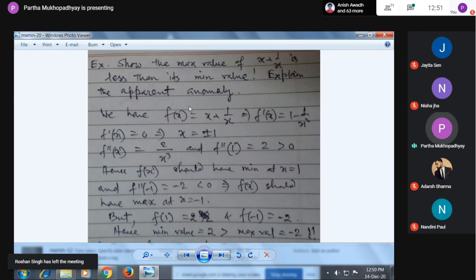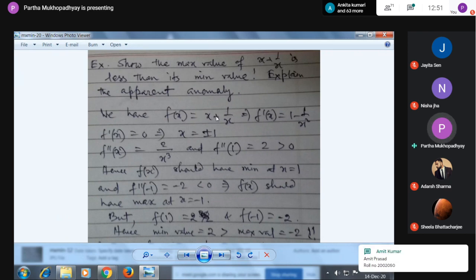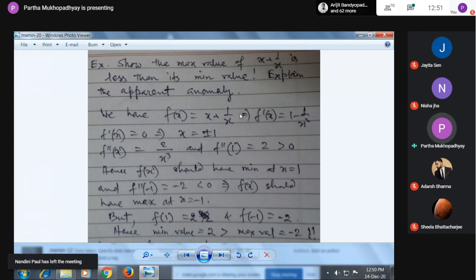Now in this problem, x plus 1 by x, if I take the point 0, this function has infinite value. That is not continuous. I told you the basic meaning of continuity is that for a finite x, there will be a finite y. But this y is not finite. For x equal to 0, that is 0 plus 1 by 0, it is infinity. So, this function is not continuous at x equal to 0.